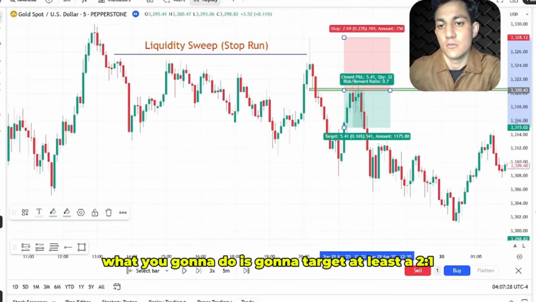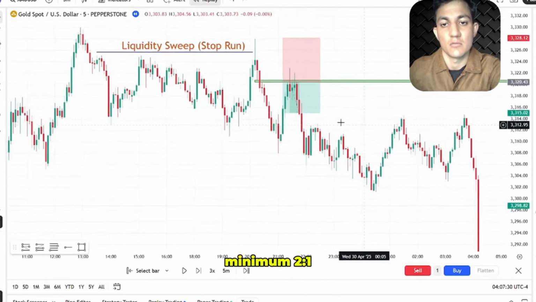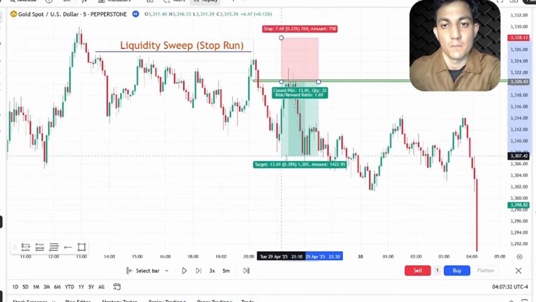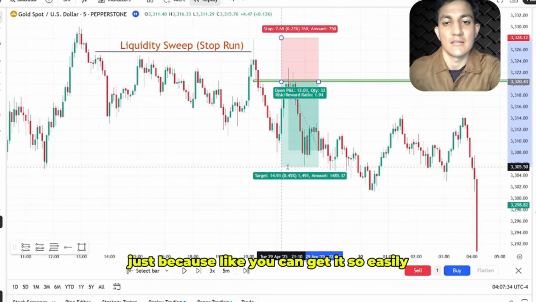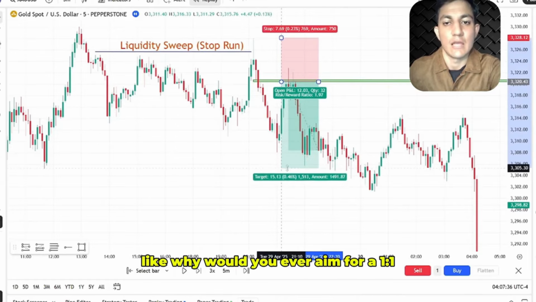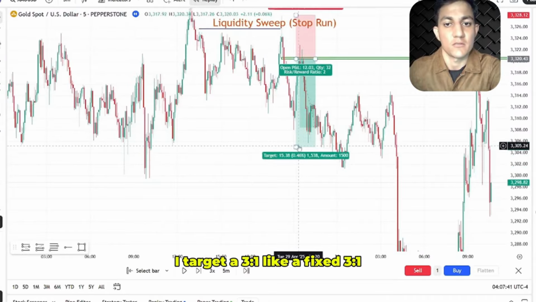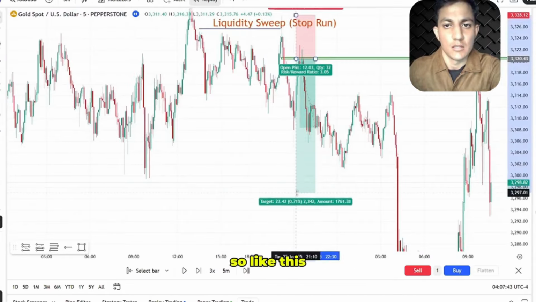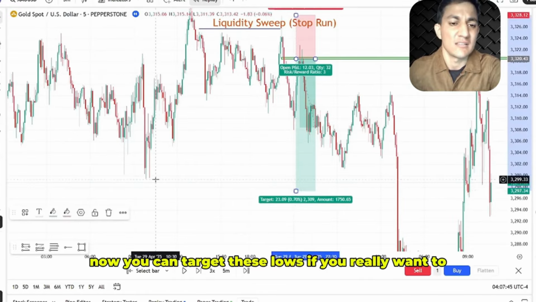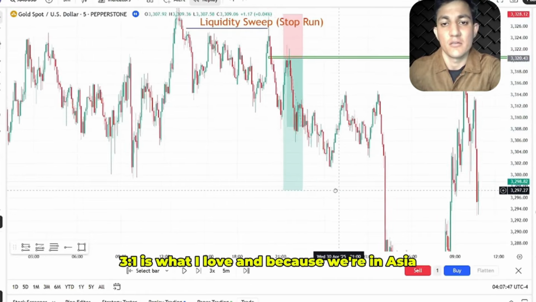What you're going to do is target at least a 2 to 1, minimum 2 to 1, just because you can get it so easily. Why would you ever aim for a 1 to 1? For me personally, for those who know, I target a fixed 3 to 1. So like this. Now you can target these lows if you really wanted to. For me, 3 to 1 is what I love.